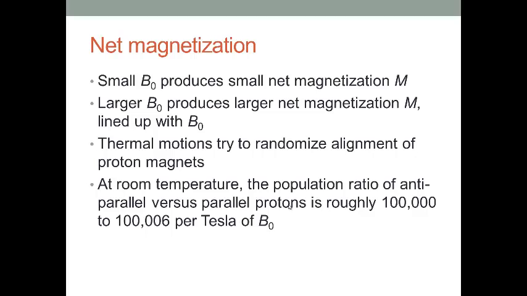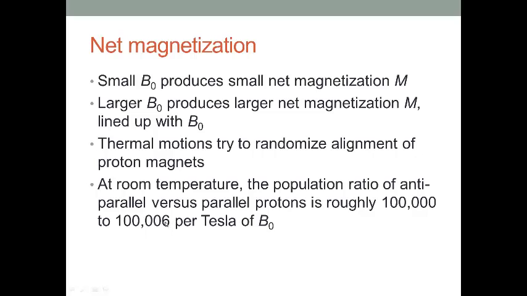So what's the ratio? The ratio at room temperature is generally 10,000 to 10,006 per Tesla of B0. That means the net magnetization will be created by the 6 protons. Okay, 6 out of 10,000, because the parallel and the antiparallel are otherwise the same. We just have 6 more. So these 6 more will create the pure net magnetization.